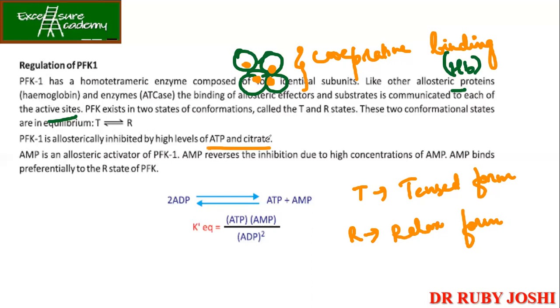Okay. Now, AMP is an allosteric activator of PFK1. It reverses the inhibition due to high concentration of ATP. So AMP binds preferentially to the R state of the PFK. वो क्या करेगा? R state, relaxed form में आपका AMP को bind करेगा. Okay, so what will happen now? आपका जो relaxed form है, तो ये सारे आपके R form में हैं. Let us imagine that ये सब आपके R form में हैं. The moment ATP starts binding, what will happen? This R will start getting converted to T form.